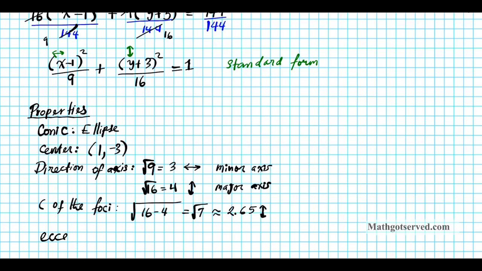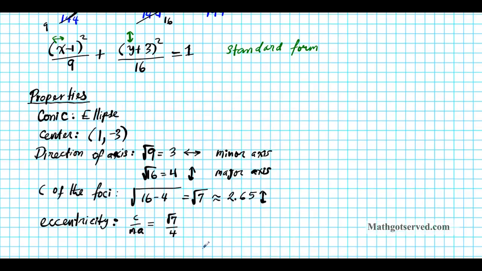And then the eccentricity of our ellipse, how stretched it is in the direction of the foci, of the major axis, sorry, is simply C divided by our major axis. Okay? So C is square root of 7, and then we just divide that by 4, and that gives us the eccentricity of our ellipse. So if you plug it in your calculator, this is approximately 0.66.